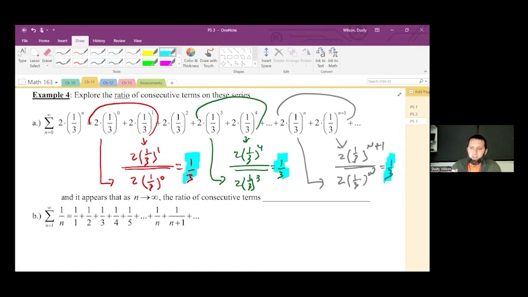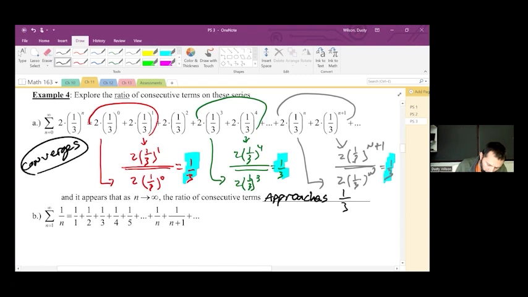Anyway, it appears that as n goes to infinity, the ratio of these consecutive terms approaches 1/3. The limit of these terms appears to be approaching 1/3. Not only does it appear to be approaching 1/3, it seems like it's always 1/3. Okay, and we happen to know from our other work that this series converges. So it converges and the ratio approaches 1 over 3.